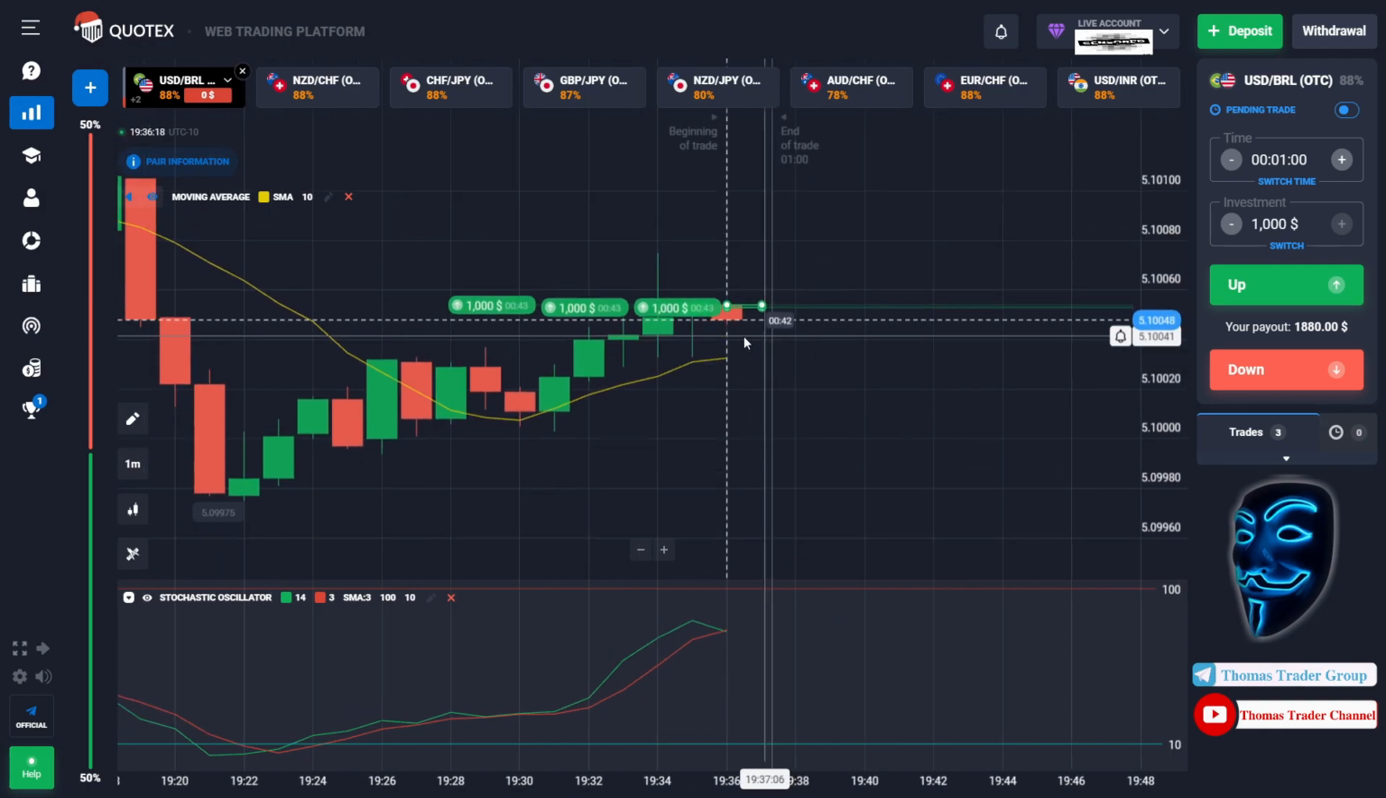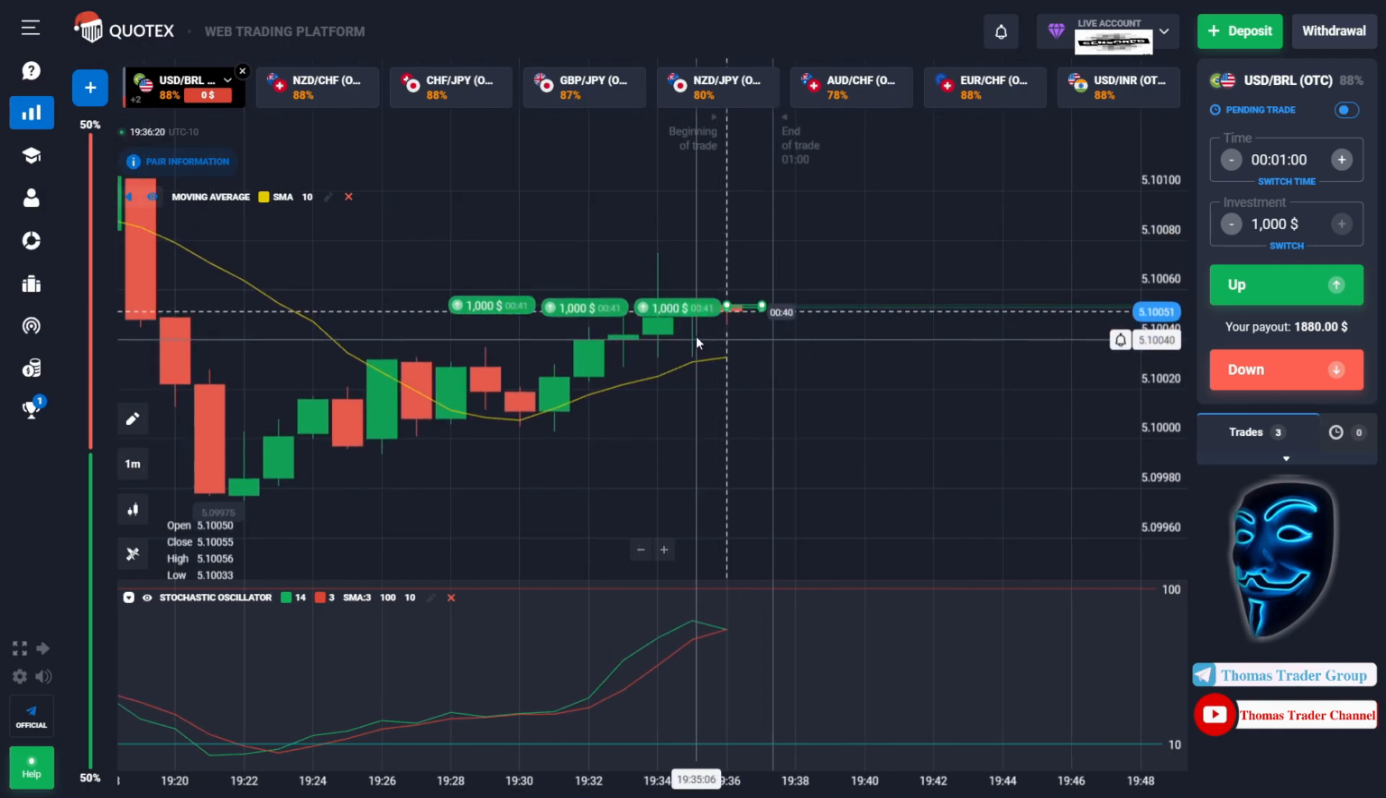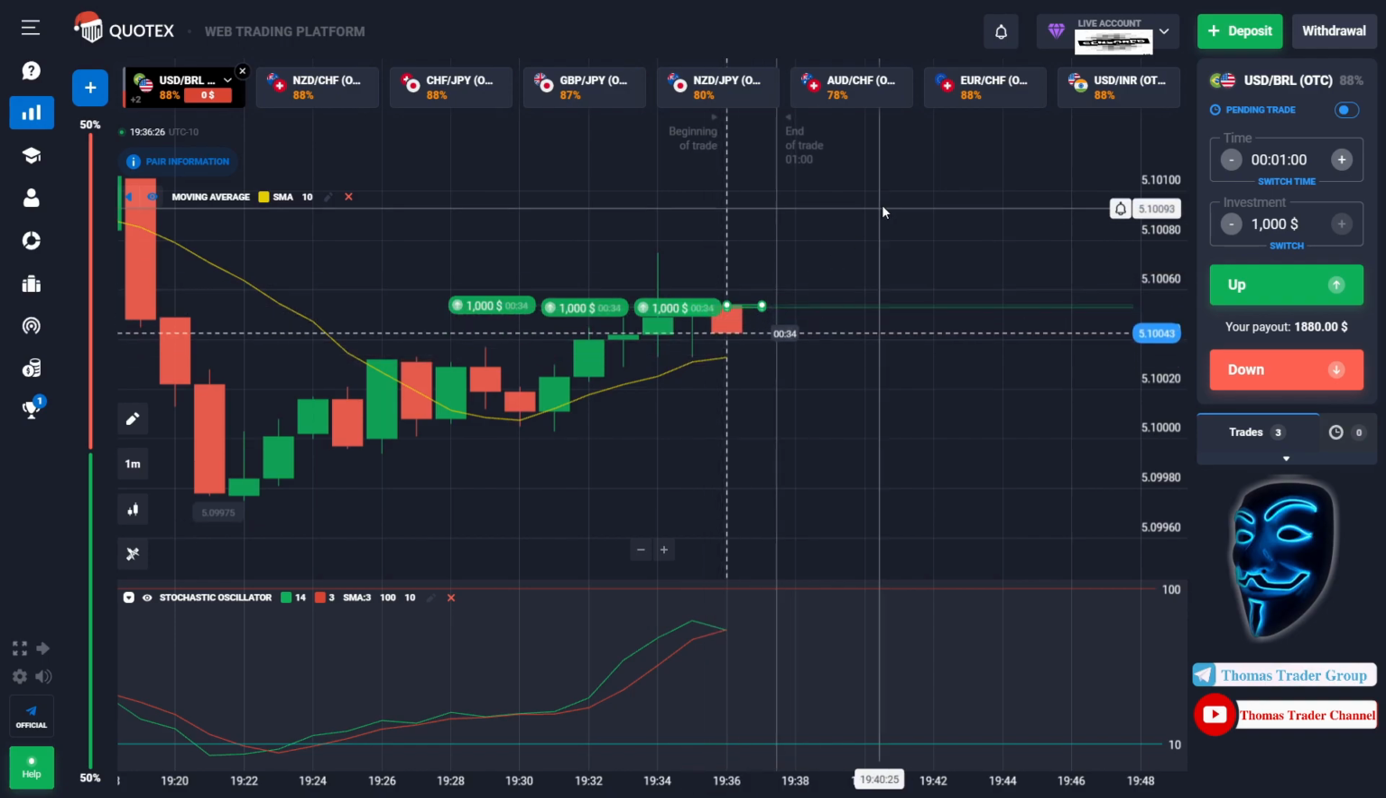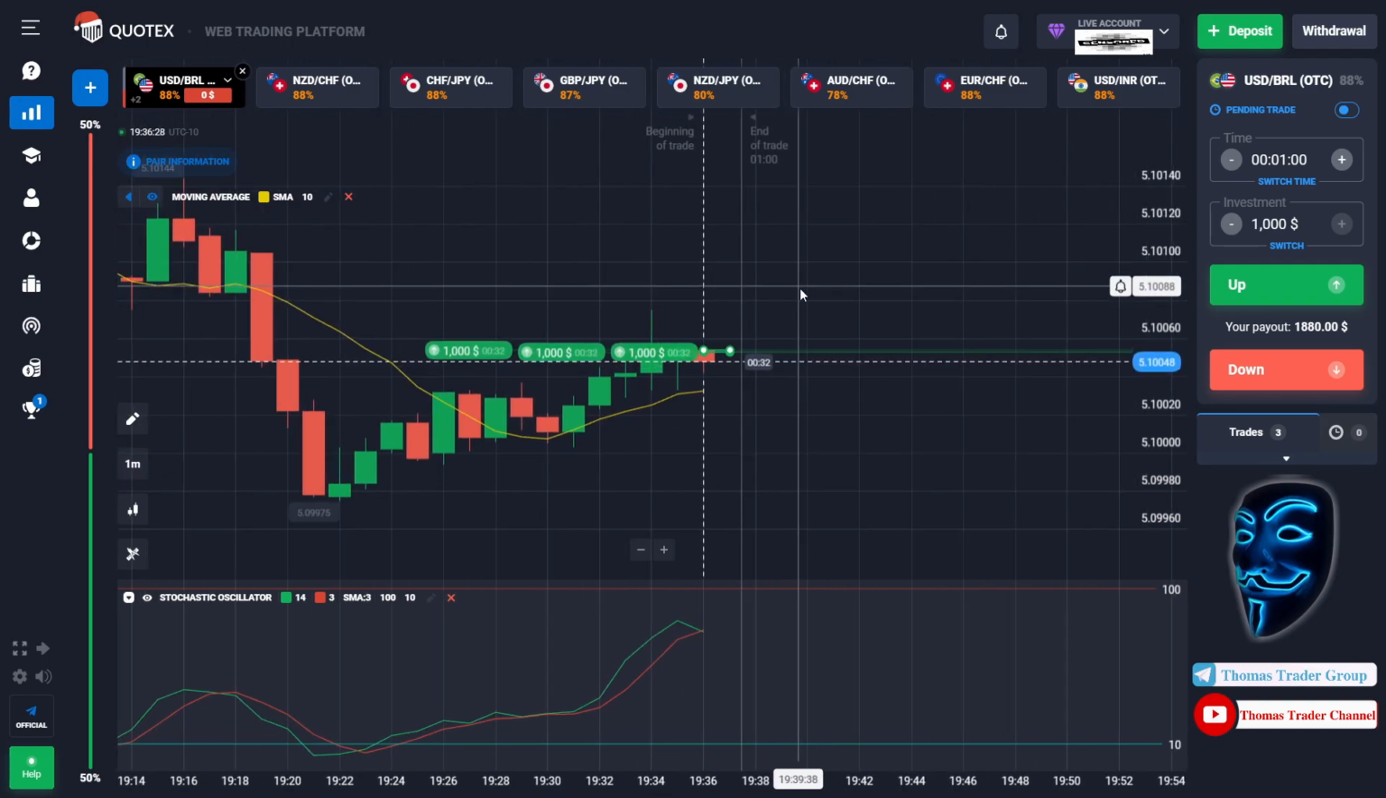And there is also a lower shadow candle over here, meaning that the bullish trend is stronger than the bearish trend. I'm sure that the market will still continue the bullish trend. Let's prove it and let's wait till the end of our trade.